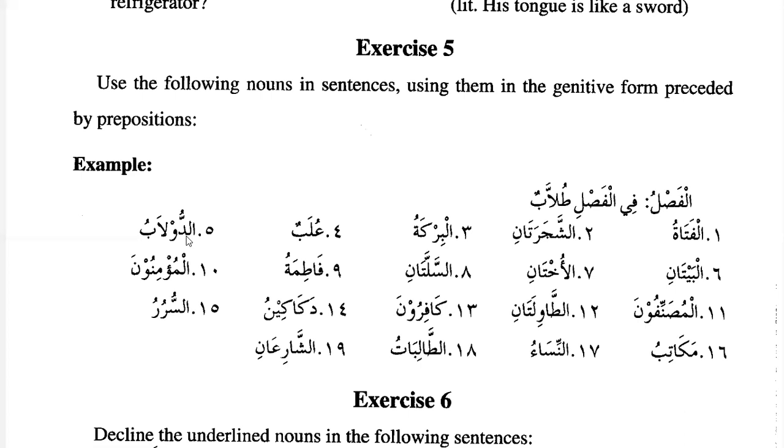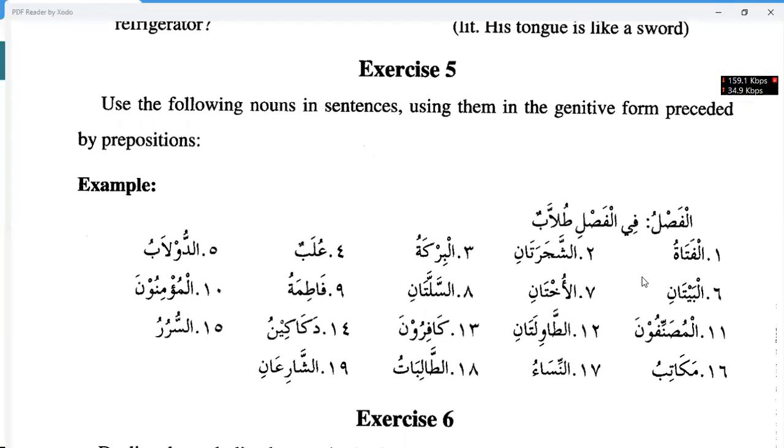What's dulab? Dulab means wheel. W-H-E-E-L, wheel. Just one wheel. This is not the wheel of a tire. It is your steering wheel. Okay. Al-waladu fid-dulab will be okay. The boy is on the steering wheel, okay. Next.